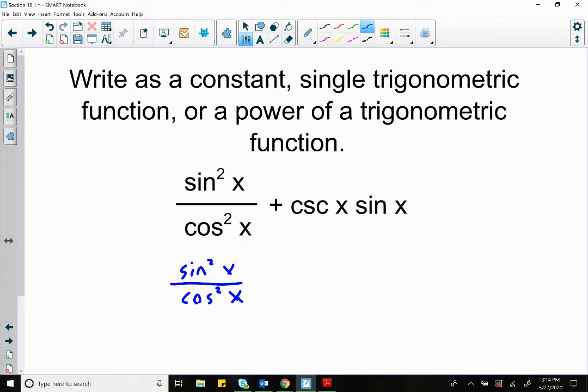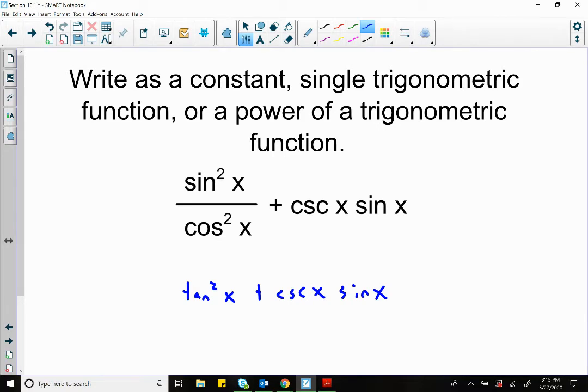Now, I know some of you are going to see that and think, oh, this is tangent. Okay? Let me talk about that real quick. Some of you automatically are going to see sine over cosine. You're going to be like, okay, tangent squared x plus cosecant x sine x. And now you're like, okay, so I've got this. Now what? Because I've got three functions now. How do I deal with this?